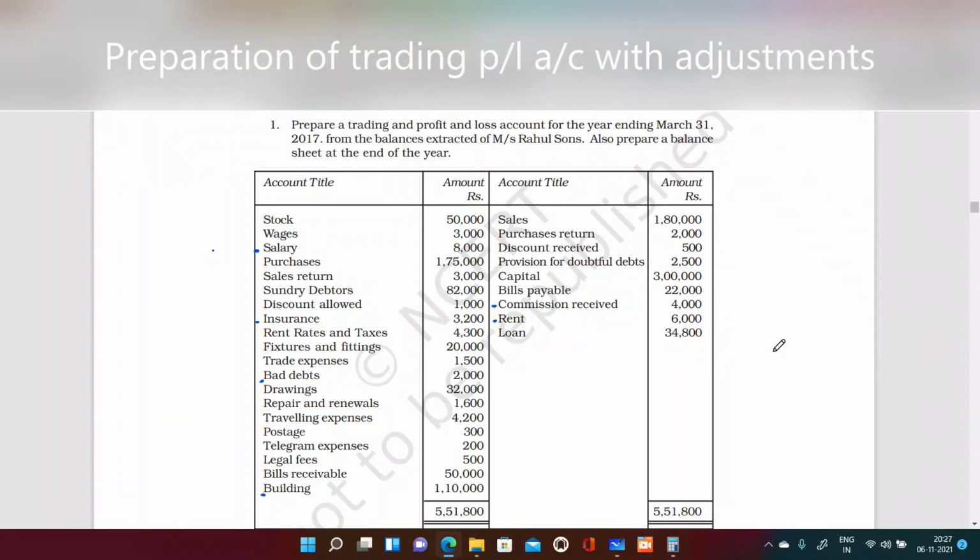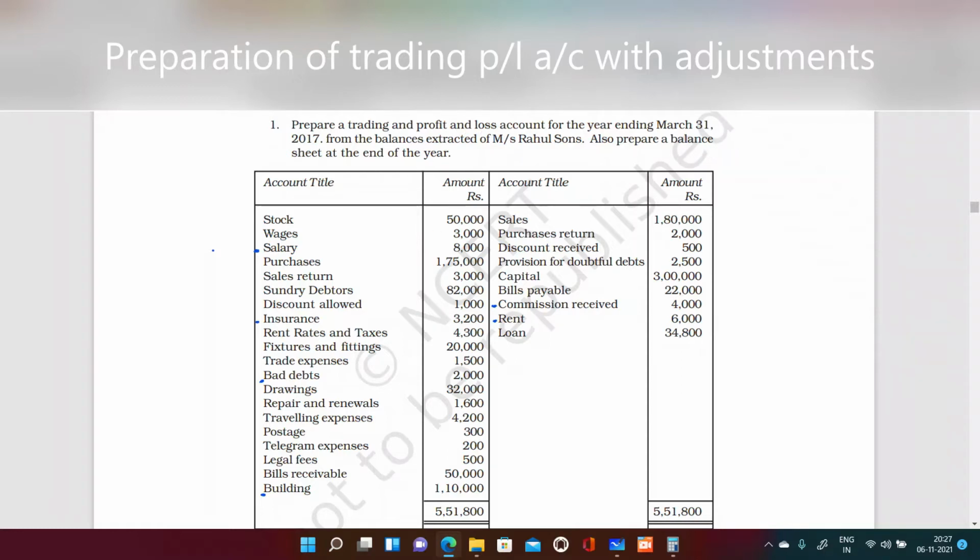Hello friends, so we are back with a numerical regarding your chapter 10, that is your financial statements 2, where we are going to solve one numerical regarding adjustments. We have learned how to prepare trading account, PL account and balance sheet. Now some adjustments are there and how you are going to adjust in your trading, PL account and balance sheet, that we will see through a numerical.